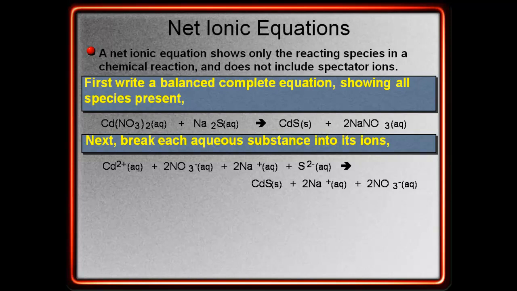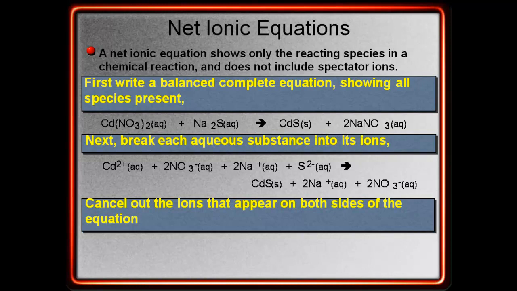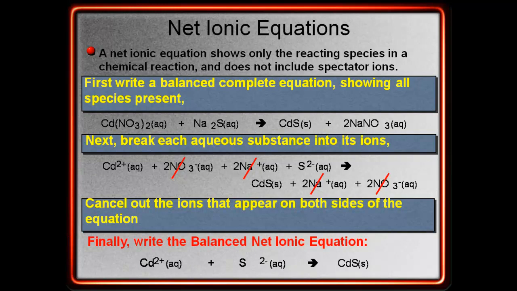After you've broken up the aqueous substances into ions, you want to go through and cancel out the ions that appear on both sides. So in this equation, nitrate appears on the reactant side and the product side, as well as sodium. It appears on both sides, so we can cancel those out. Now the things left behind are the ones that are going to make up our net ionic equation. So we write this balanced net ionic equation. We have our cadmium 2 ion, our sulfide ion, and they will bond together to form the solid cadmium 2 sulfide.